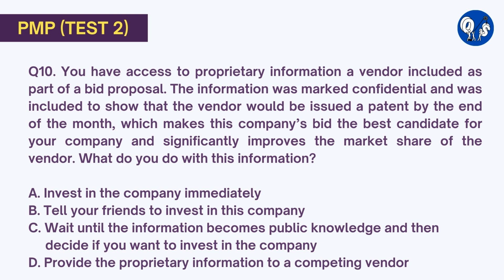A. Invest in the company immediately. B. Tell your friends to invest in this company. C. Wait until the information becomes public knowledge and then decide if you want to invest in the company. D. Provide the proprietary information to a competing vendor.